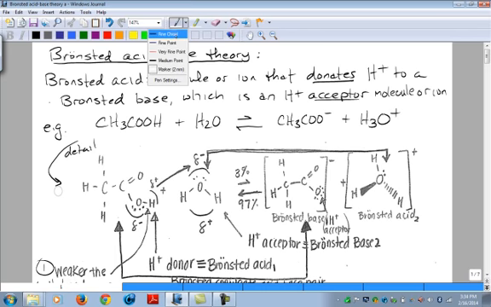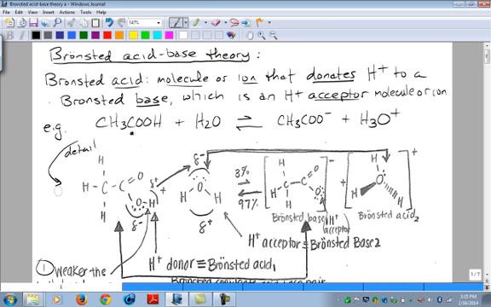The following is a tutorial on Bronsted acid-base theory. As you can see, a Bronsted acid is any molecule or ion that donates an H plus ion, which is a proton, in a reaction, typically in aqueous solution. A Bronsted base is an H plus, or proton, acceptor, be it a molecule or an ion, in a reaction.